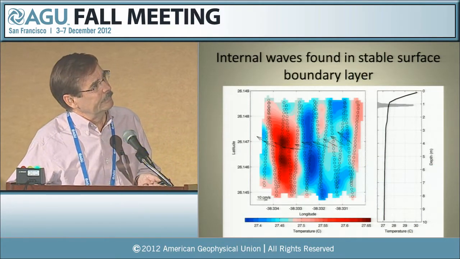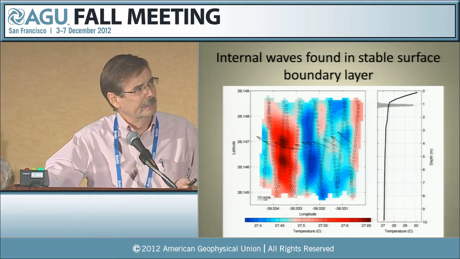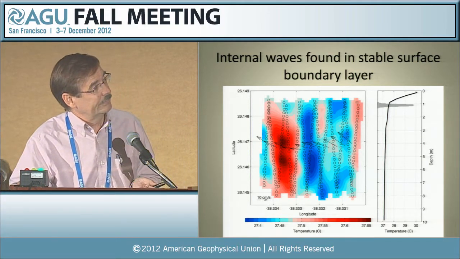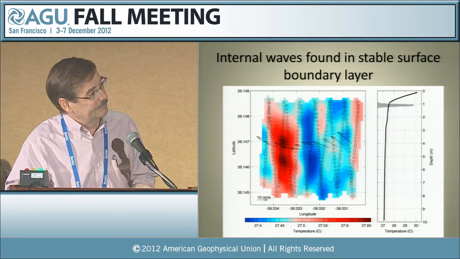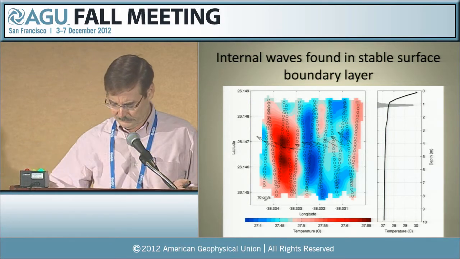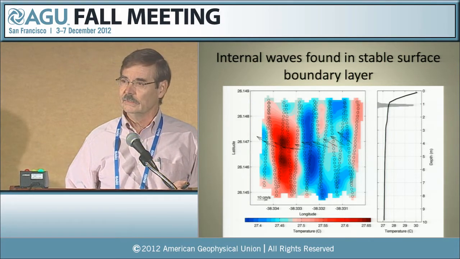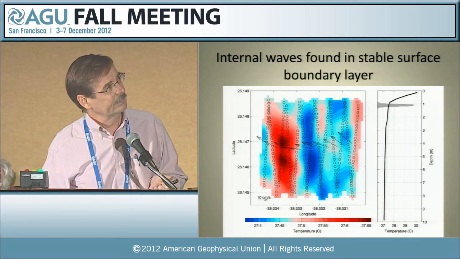Another thing Dave observed in this stable surface boundary layer are internal waves. Here's a survey he had done with the EcoMapper, and you can see patches of warm and cool water moving through. So there's quite a bit going on in the stable surface boundary layer that's turned out to be quite interesting.